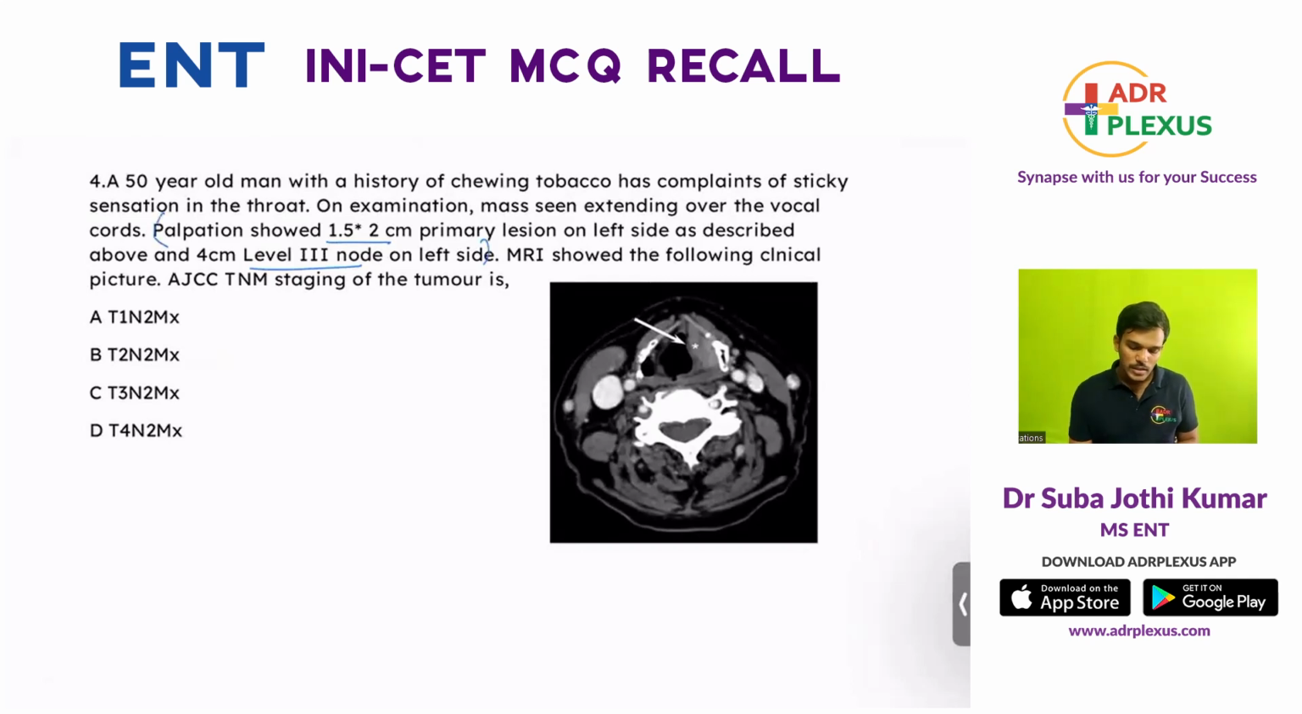So it is unilateral, multiple nodes, right? 4 cm. So 1.5 into 2 cm primary lesion on the left side as described above, and 4 cm level 3 nodes. So it is given as some 2 nodes are being involved in this patient examination. So the nodal staging is not very important because all the answers are being given as N2. So we can leave off the nodal staging.